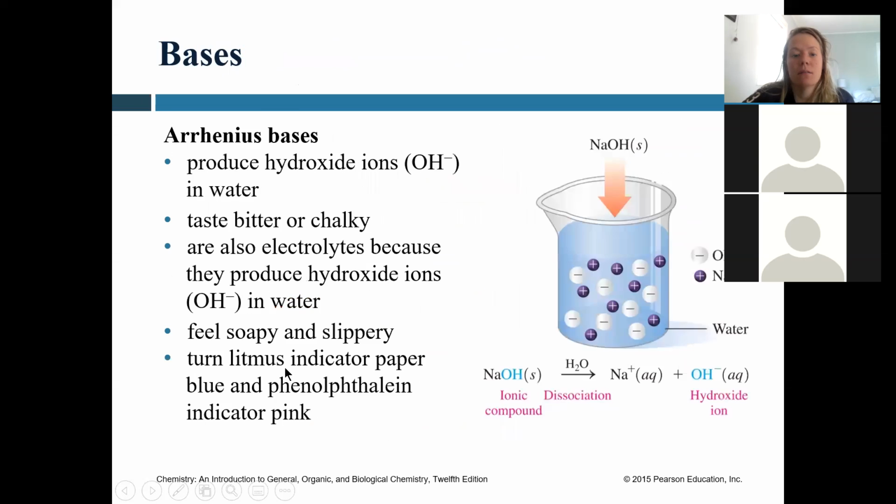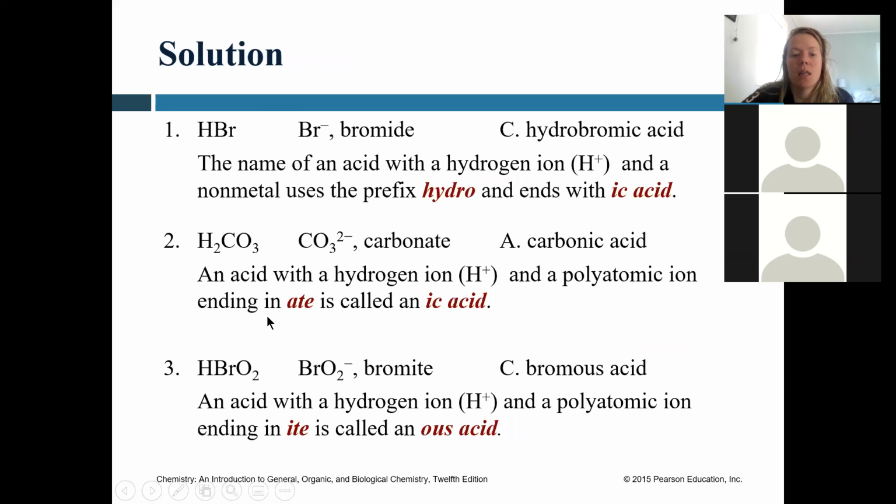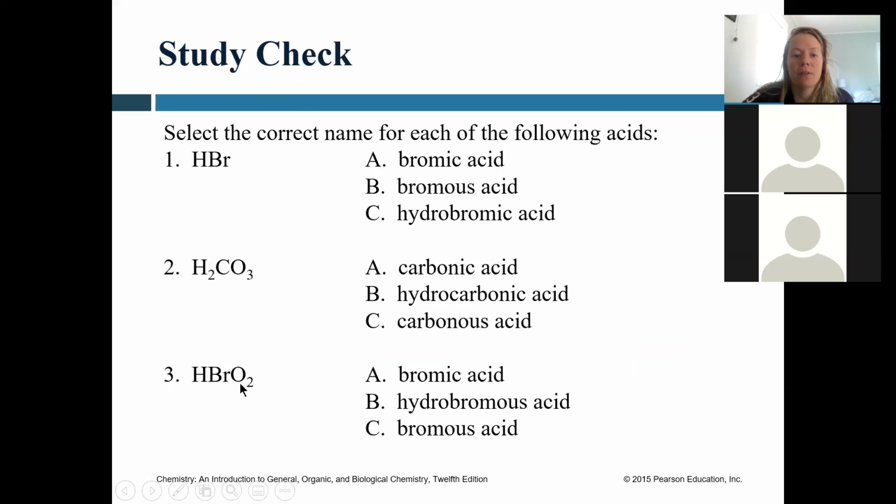This last one here, sorry, where am I? There we go. This is hydrogen mixed with bromite. Bromite, ite becomes ous. So we would call this bromous acid.